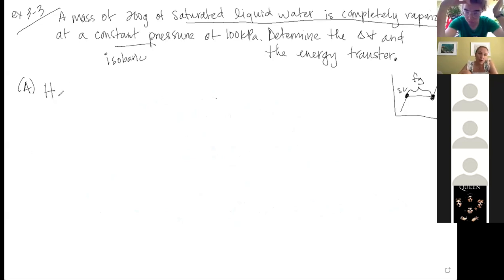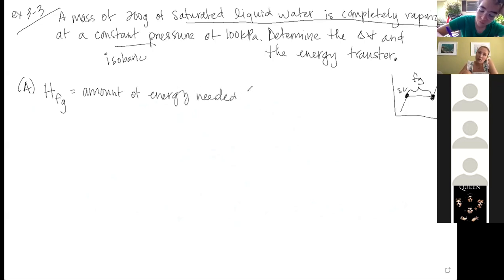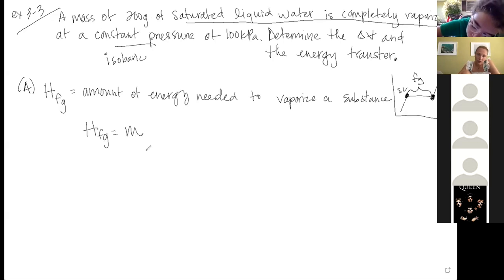So my enthalpy of my liquid vapor is going to be the amount of energy needed to vaporize a substance. Make sure you're reading the chapter because there is a lot of new nomenclature. So vaporization, latent heat, all of these things are in the chapter. So my enthalpy of my liquid vapor is going to be equal to the mass of my liquid vapor, which is constant, times my specific enthalpy of my liquid vapor.